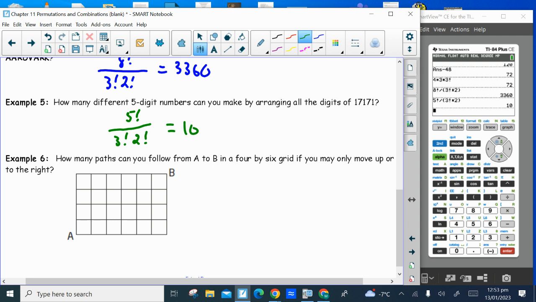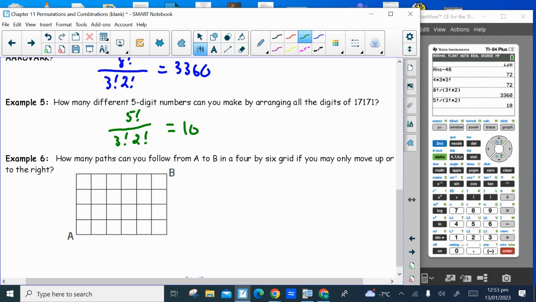Number 6, how many paths can you follow from A to B in this 4x6 grid if you may only move up and to the right? So we're going to see there's a couple different ways we can do these pathway questions. One of them is using repetition.